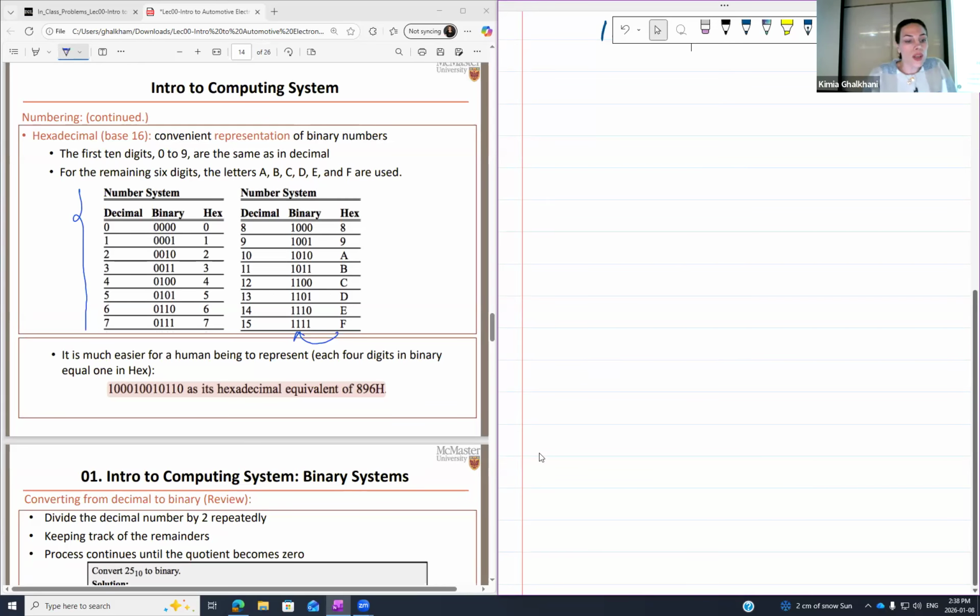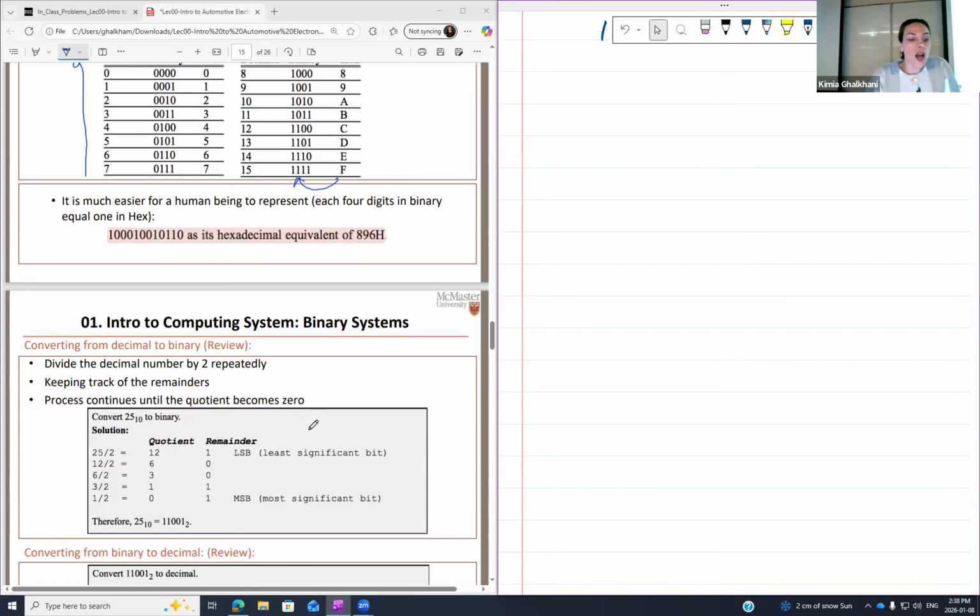So let's start with some conversion. Suppose I have a binary number or a decimal number. I'm going to start with decimal, base 10. I have 25. Now I want you to say which kind of number this is. 25 base 10 means which category? This is decimal. Why? Because it's base 10.